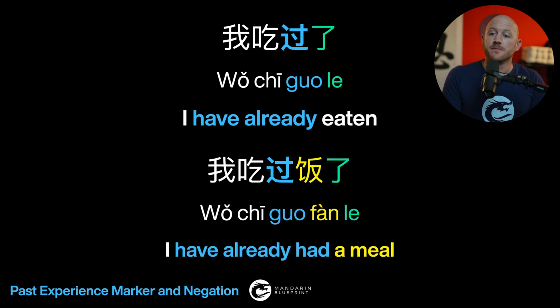And you could say, 我吃过饭了. That would mean I have already had a meal. It's just adding in the object. 吃饭 is already a verb object word. So by saying, 我吃过饭了, that's just adding in the object and making it even clearer what you're talking about.